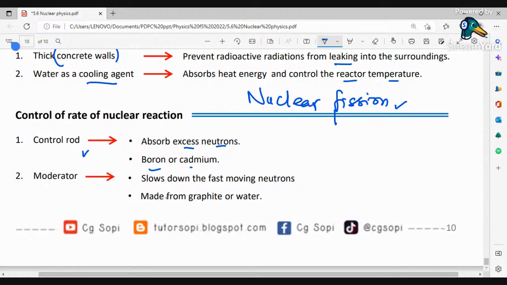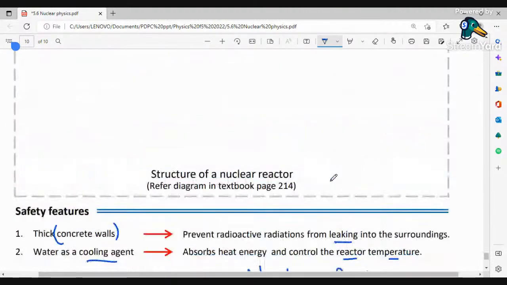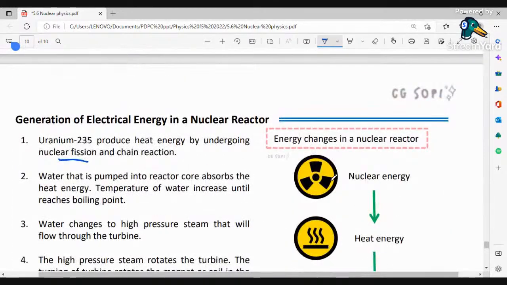Moderator slows down the fast moving neutron because the neutron that is used to bombard uranium is slow moving, not fast moving. So we need to slow down the neutron so that it will bombard the uranium to produce the process of fission. Okay, normally moderator is made of graphite or water. Okay, so for this topic of nuclear reactor, pernah keluar juga paper 2, structured question, section E. Okay, ini pernah keluar.